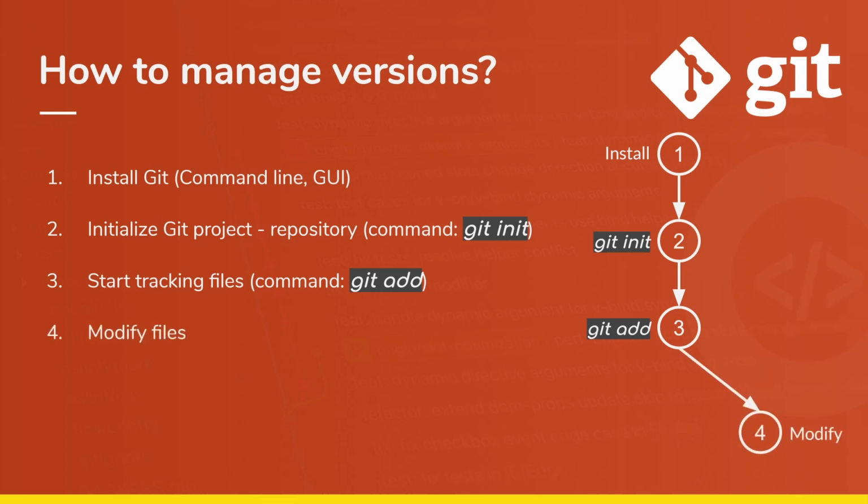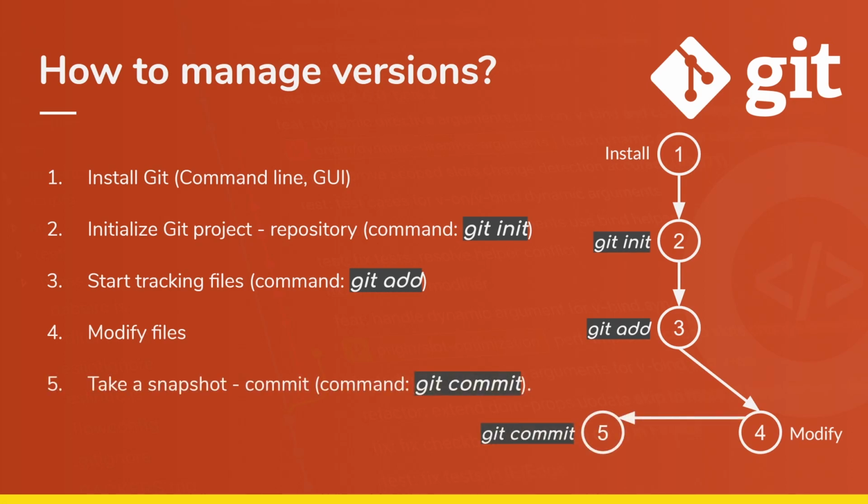Then you can make, of course, changes to these files, and then finally you take a snapshot. You make a commit of your current project state. After this, you can add new files again and call commit, or you can modify the files. There is basically no direct flow. You can add files, modify and then commit, or you can add files and directly commit, or you can modify already existing files and then commit.